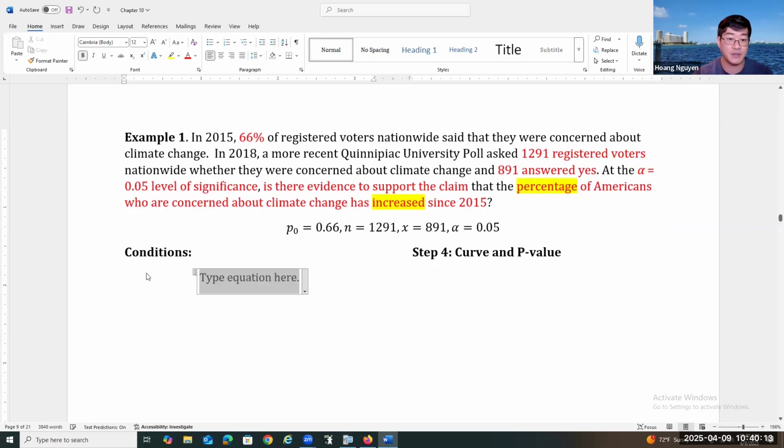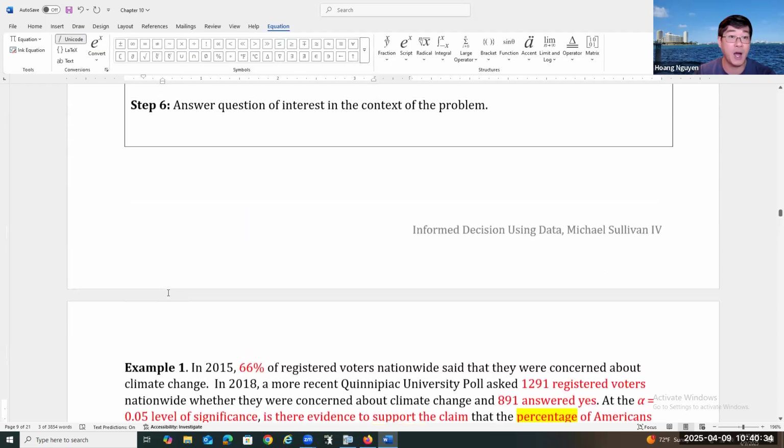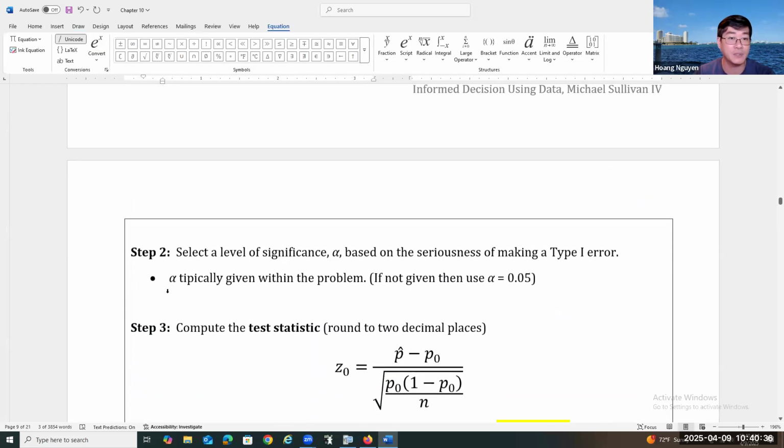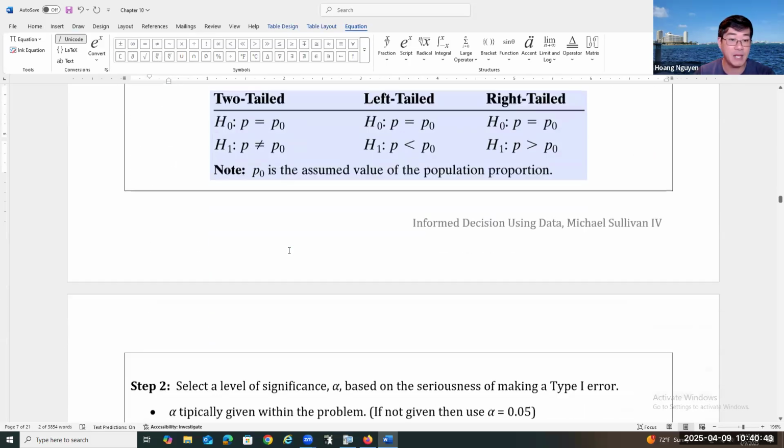Now we're going to double check the conditions first, right? What are the conditions? The first condition: make sure that we have a simple random sample. Make sure that the 1,291 people that we selected here are a simple random sample. Now the second requirement: n times p0 times 1 minus p0 has to be more than or equal to 10. Let me copy that condition.